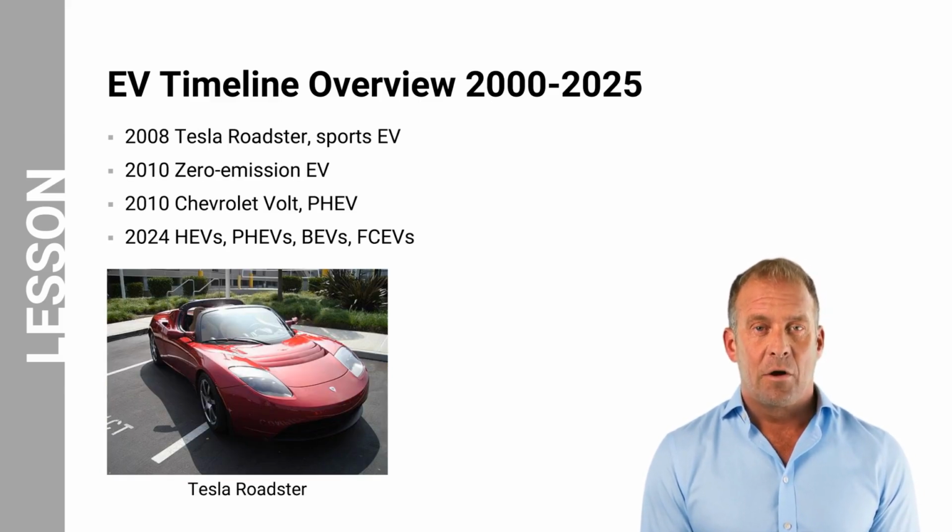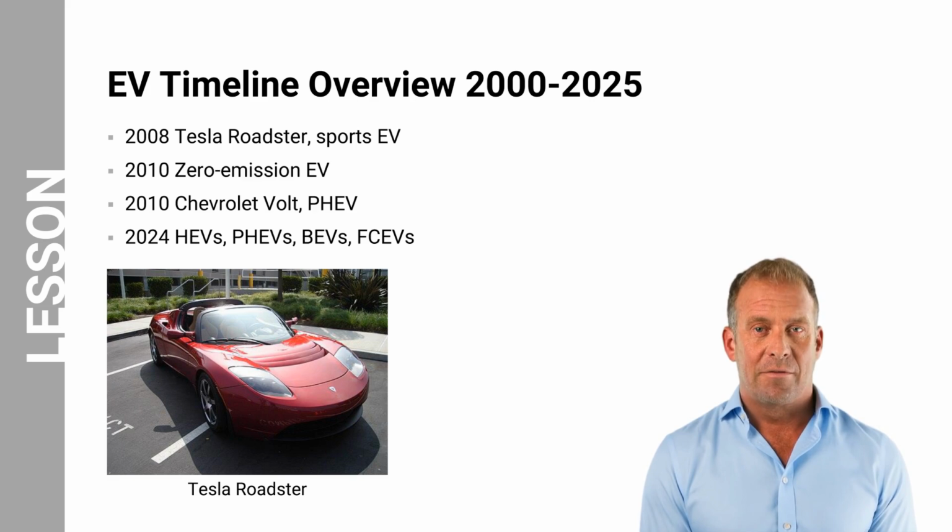Let us now look at an overview of the EV timeline from the year 2000 until 2025. The Tesla Roadster, introduced in 2006 as a prototype and a production version in 2008, was a sports EV manufactured by Tesla Motors. The year 2010 marked a significant milestone for zero-emission EVs. The Chevrolet Volt, introduced in 2010, was not a pure EV but rather a plug-in hybrid electric vehicle.